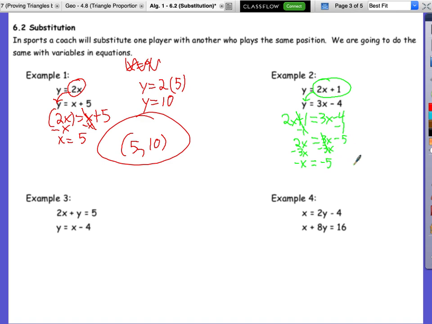So now we have negative x equals negative 5. Are we done finding x? No. What do we need to do? Divide by a negative 1 or multiply by a negative 1. And so negative divided by negative becomes a positive x, and negative 5 divided by negative 1 becomes what kind of 5? Positive 5. So we found x equals 5. Are we done? No.